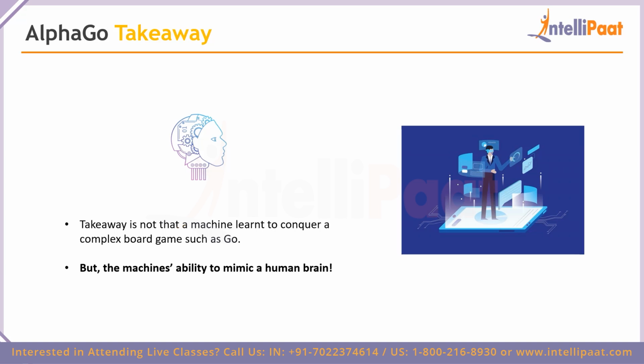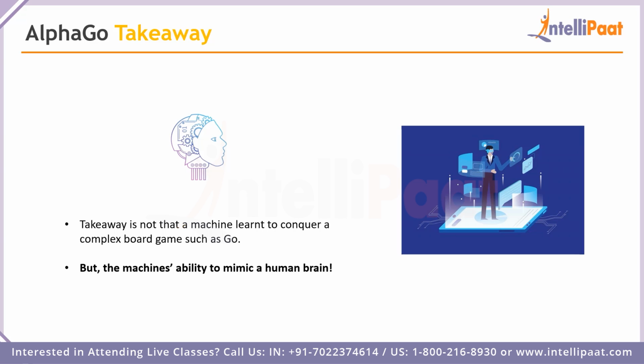It's not that there's a machine which could play a very complex game like Go, and of course it tried to conquer it, and it was better than the human. That's not the goal here. The goal of the Google DeepMind team was to show that machines have the capability to mimic a human brain to almost a frightening extent, right? It takes a lot of skill, a lot of logic, and a lot of human thinking to win a game called Go.